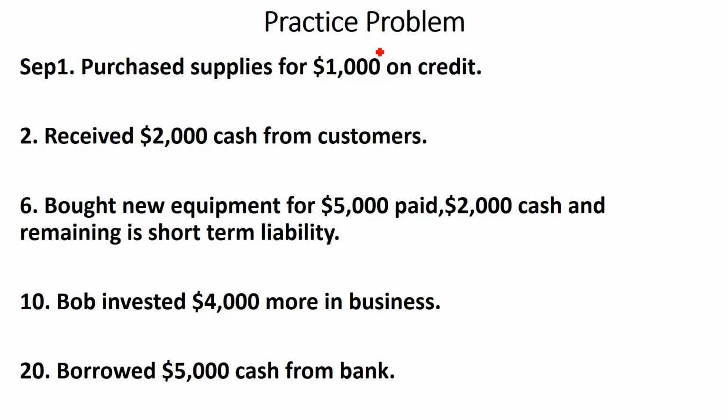Then I have set a practice problem for you. These are a few transactions which we have discussed. Purchase supplies for 1,000 on credit. So again you have to read this transaction. You have to discuss 4 points. First of all, which two accounts are affected, whether these accounts are increasing or decreasing, how much, and whether your balance sheet is equal or not. You have to read one by one.